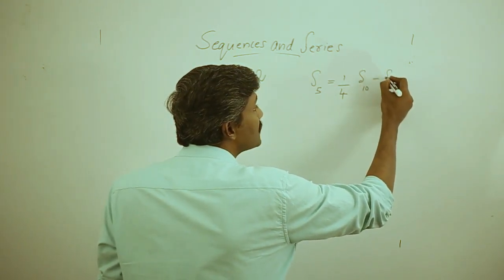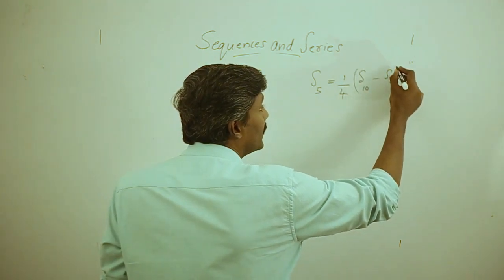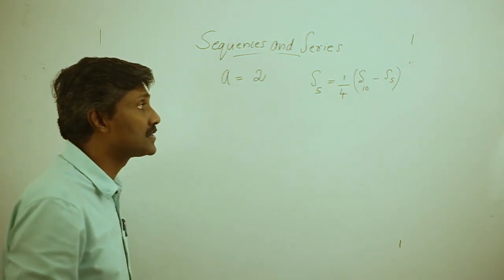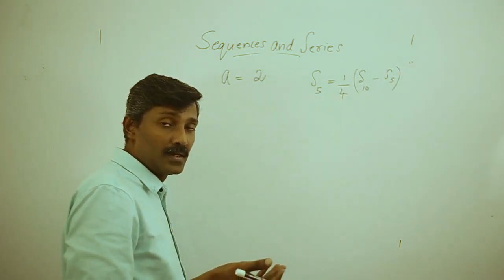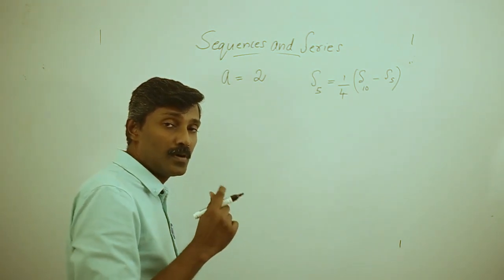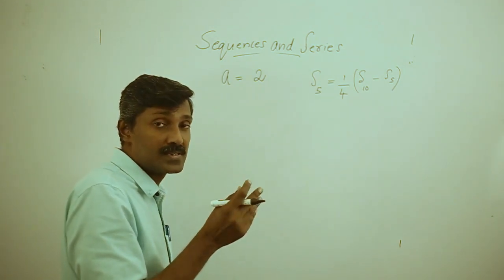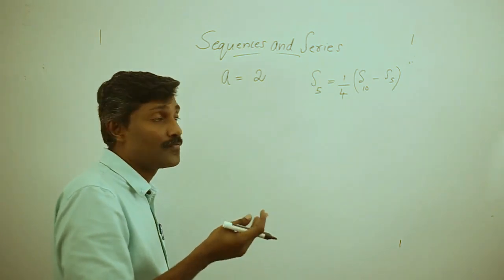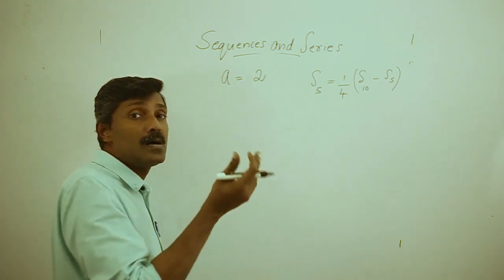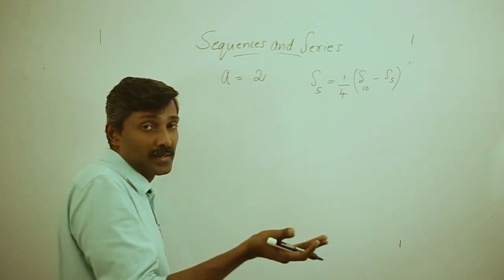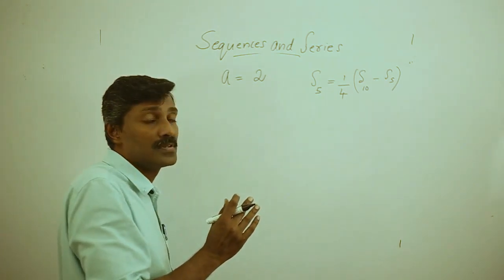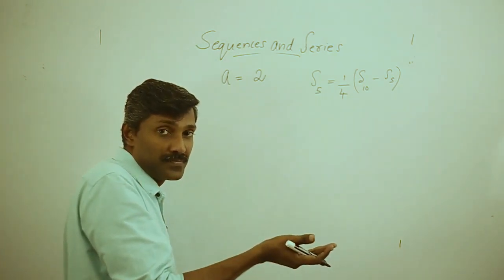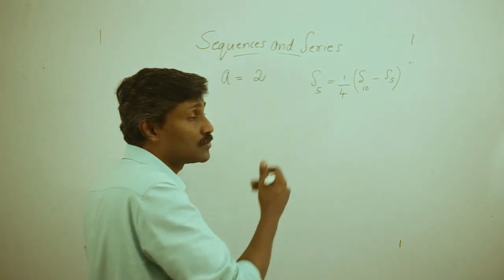Okay, so it is basically S10 minus S5, correct? Because the sum of the first 5 terms is S5 and then you have the sum of the first 10 terms, which is S10. So if I subtract S10 minus S5, I obviously get the sum of the terms from 6 to 10, right? So that is the sum of the terms after the 5th term till the 10th term. Okay, so this is what is given.